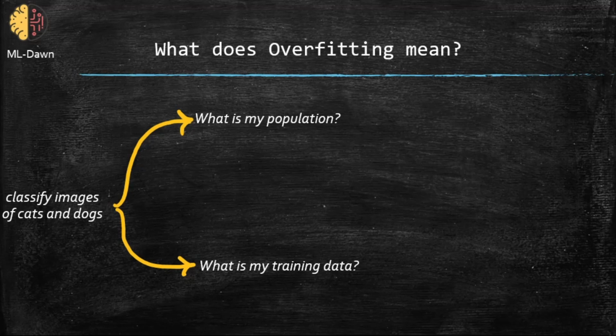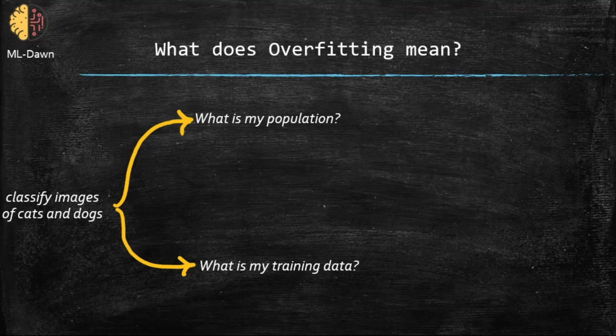Now, two important questions here. Number one, if that is my task, what is my population? What do I mean by population? Population means what I'm going to use to sample my training data from. Or, the training data that I have at my disposal has already been sampled from a much, infinitely larger population.